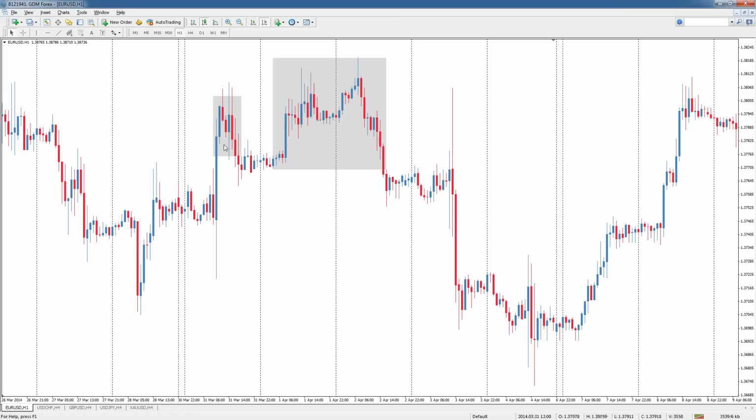For instance, if we look at the area I've highlighted in the middle of my MetaTrader chart, we will see a small double top formation. Now let's mark the two peaks and the neckline. An extremely useful tool to do so in the MetaTrader is the equidistant channel up here.